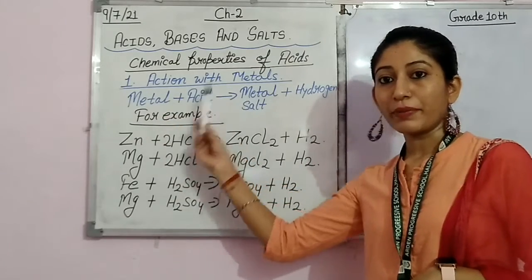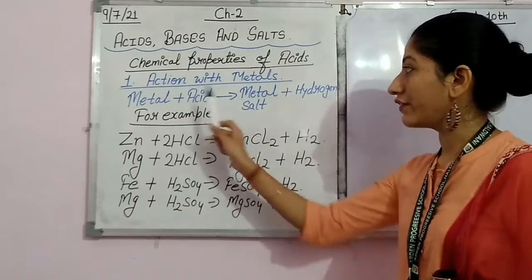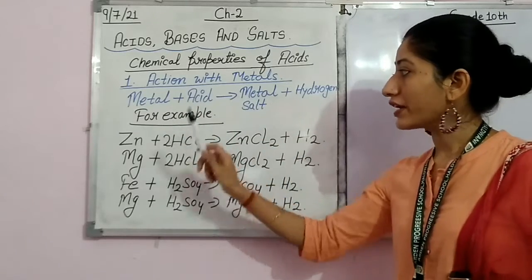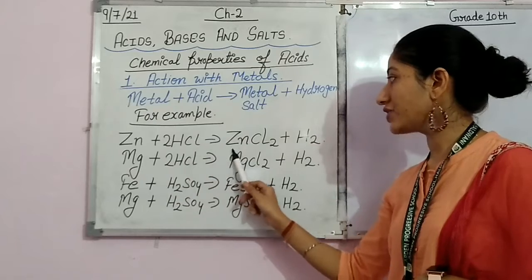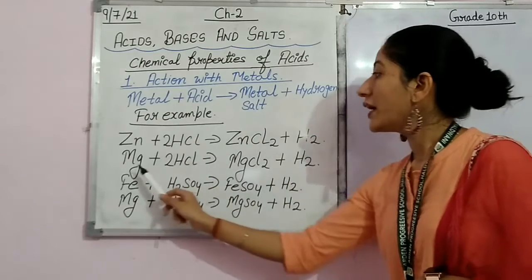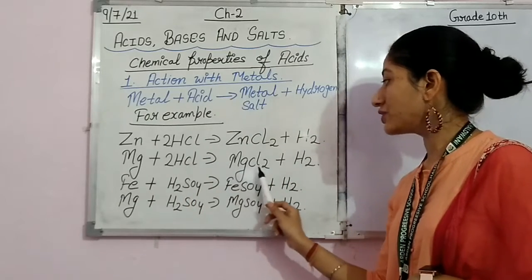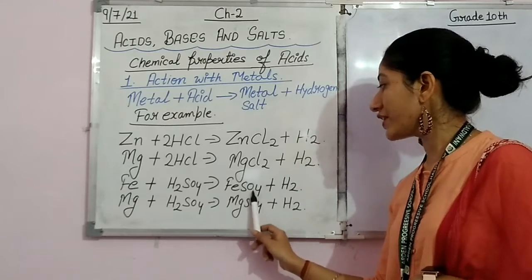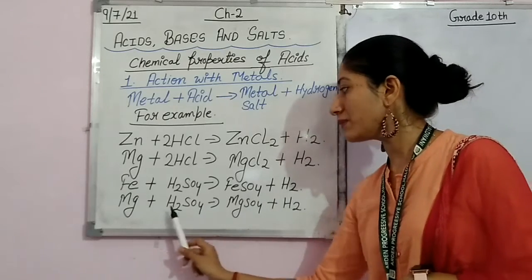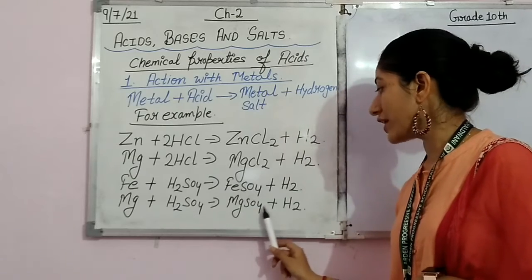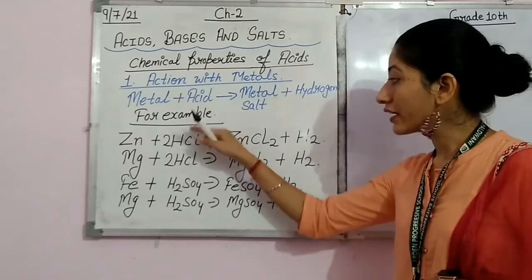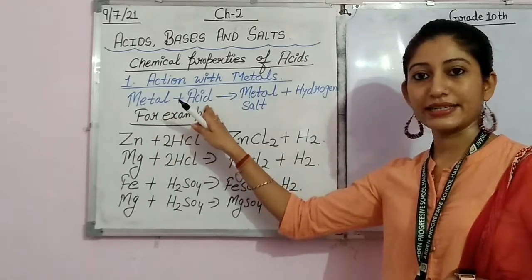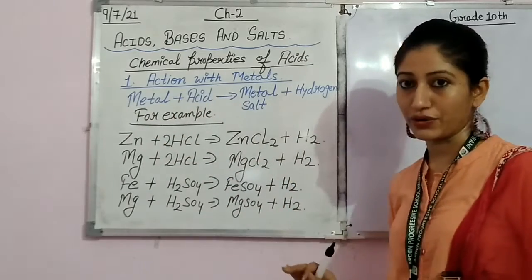The first type of chemical property of acids is that when they react with metal, they form metal salt and hydrogen gas is released. For example, zinc plus HCl gives ZnCl2 plus hydrogen. Magnesium plus HCl gives MgCl2 plus hydrogen. Iron plus H2SO4 gives FeSO4 plus H2, and Mg plus H2SO4 gives MgSO4 plus H2. And how do we know all this? Because we know that metal plus acid gives metal salt plus hydrogen.